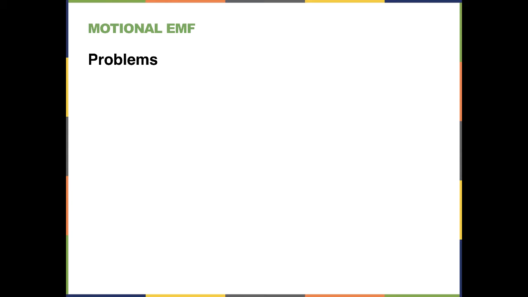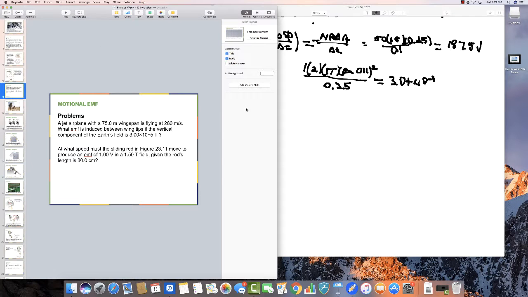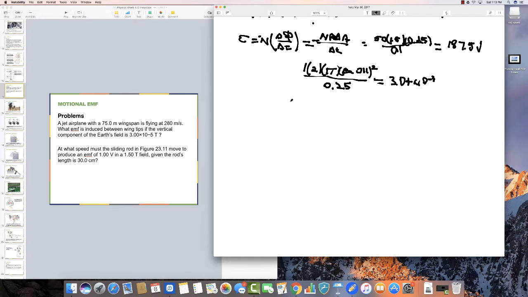Let's start this section with a couple of examples of problems taking into account motional EMF. A jet airplane with a wingspan of 75 meters is flying at 280 meters per second. What is the EMF induced between the wingtips if the vertical component of the Earth's magnetic field is 3 times 10 to the minus 5 Teslas?